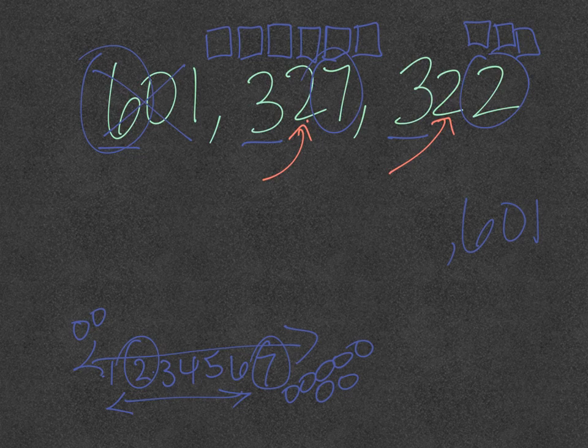So I'm going to write our 322 as our smallest number. And then we mark it out because we're done using it, and the only number left is our 327. So if we're reading our numbers from least to greatest, they're 322, 327, and then 601.